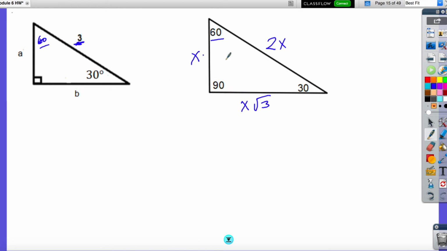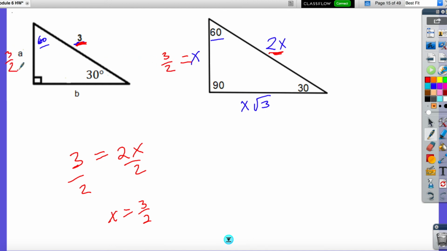And what I am given is this 3. So this is telling me that 3 corresponds with the 2x. So 3 equals 2x. That means when I divide both sides by 2 to get x by itself, I'm going to get x is equal to 3 over 2. So that is the side across from 30 degrees. So this a value over here is 3 over 2.